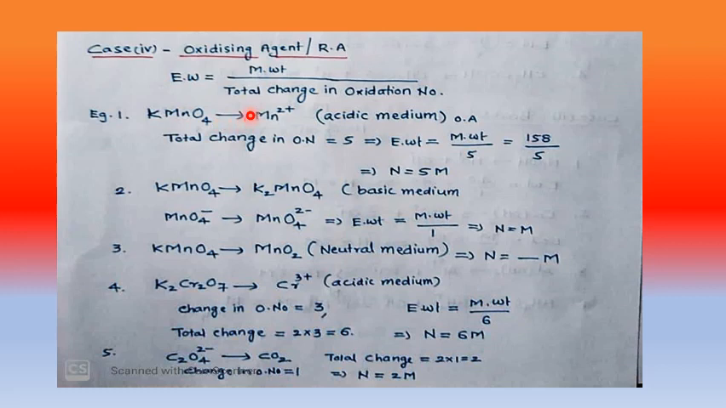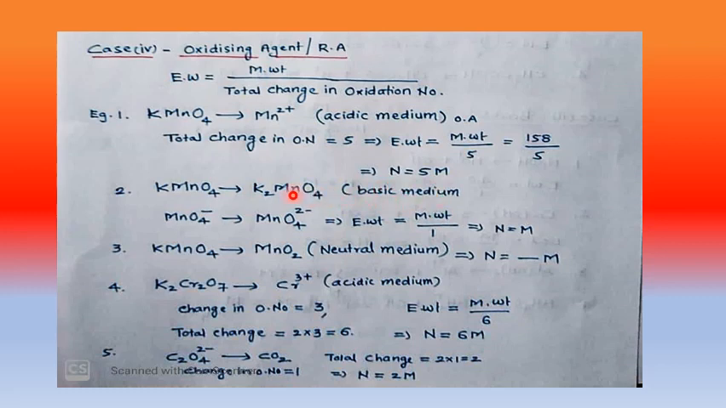On the right hand side also only 1 Mn, manganese, is present. So the total change in oxidation number is 5. So equivalent weight equals molecular weight divided by the total change, 5. You will get the answer: N equals 5M. KMnO4 to K2MnO4 happens in basic medium.